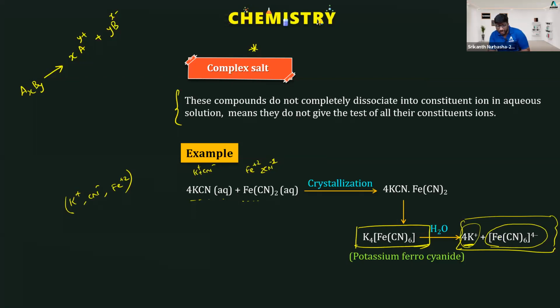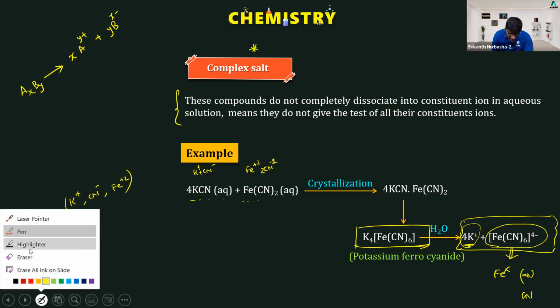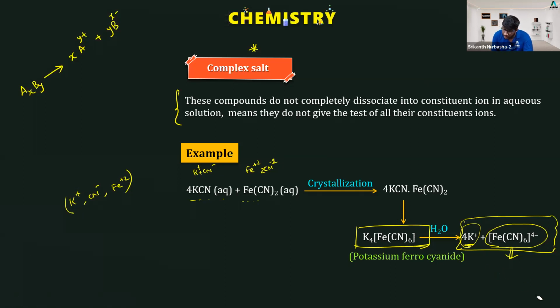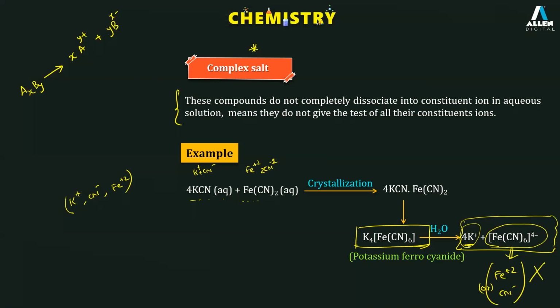Very good. What about CN- and Fe2+? CN- and Fe2+ are not present as individual ions; they are present as a complex ion. So you will not get a positive result for Fe2+ or CN-. Fe2+ or CN-, no positive results. Understood now? Can I proceed further? Yes, sir. Yes, very good.